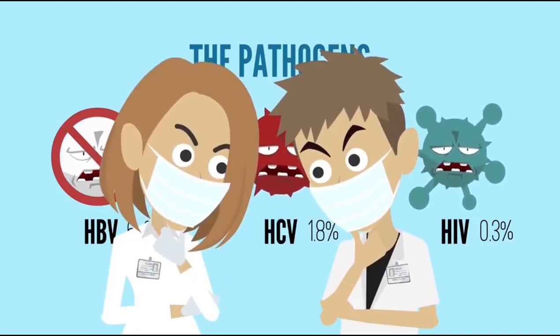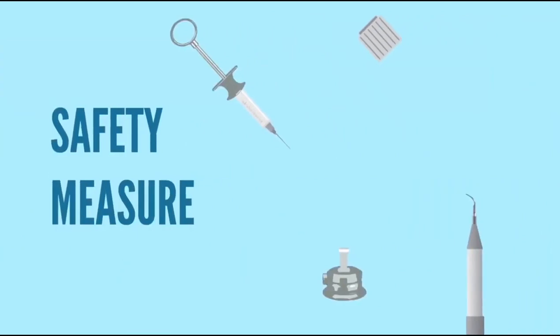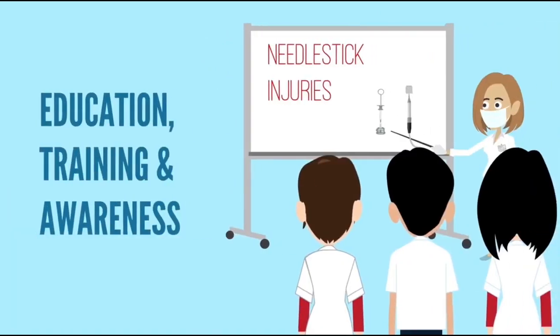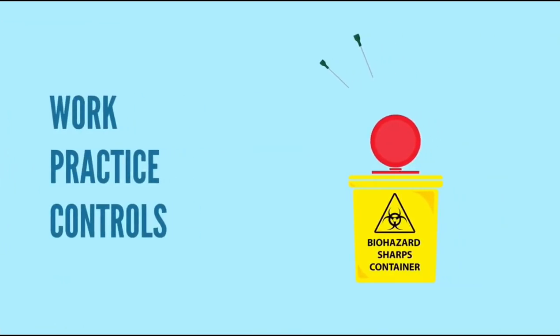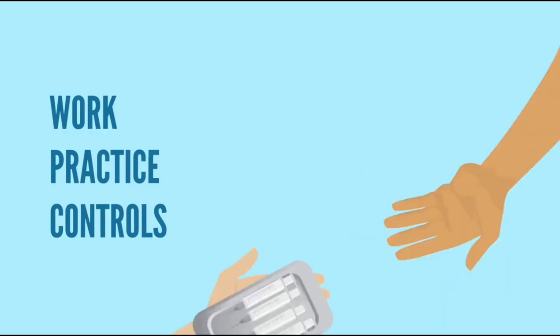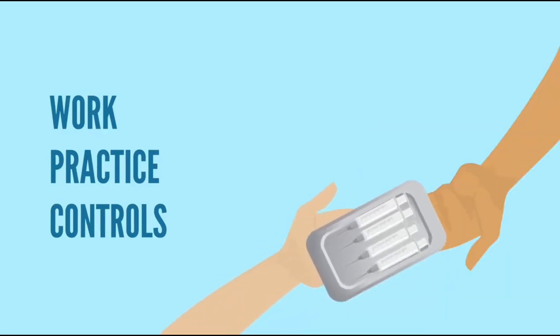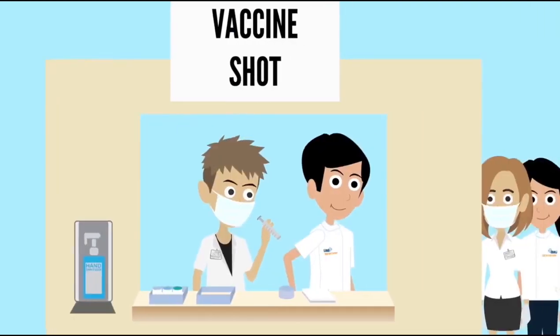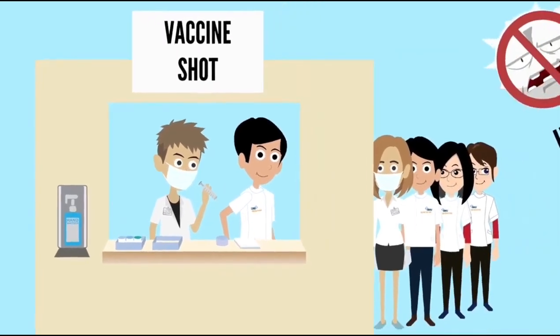Many can be prevented with: 1. Safety measures. In the Oral Health Center, this includes using the syringe holder and recapping your scaler tip. 2. Education, training, and awareness. 3. Work practice controls. Disposal of sharps in the sharps bin. Passing exposed sharps using a tray. Proper technique for procedures. All healthcare workers should also make sure that they are vaccinated against hepatitis B to minimize the risk of infection in the case of an injury.